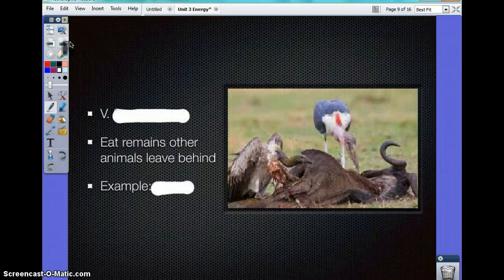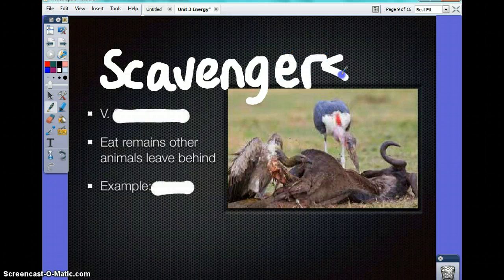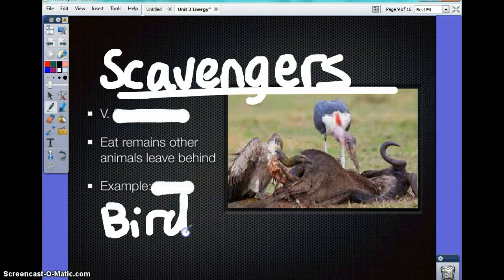Okay, and these are scavengers, which eat what other animals kill and hunt. An example is birds. Some birds.